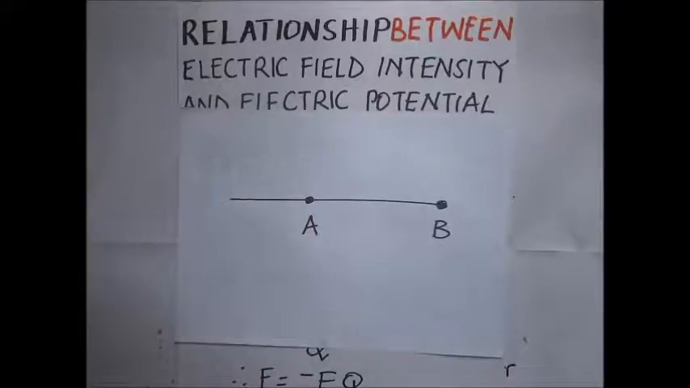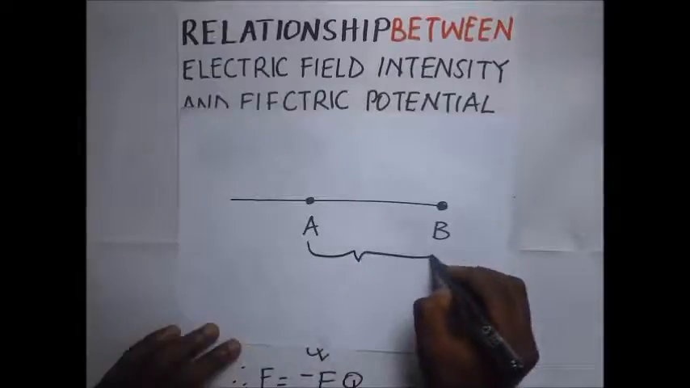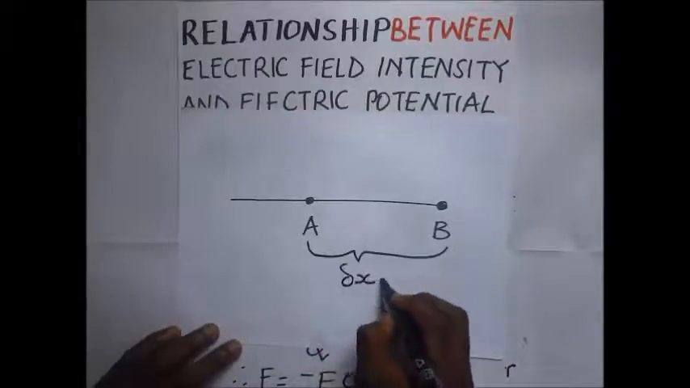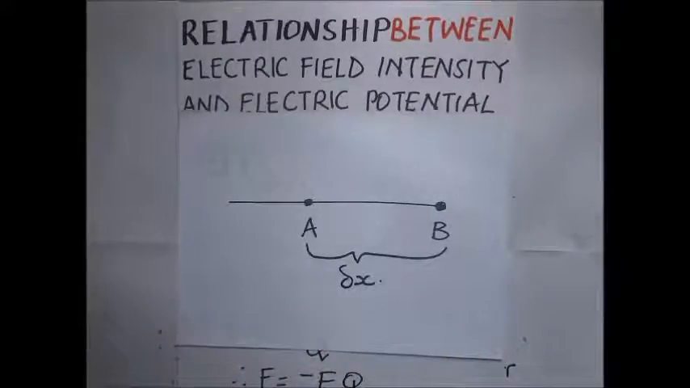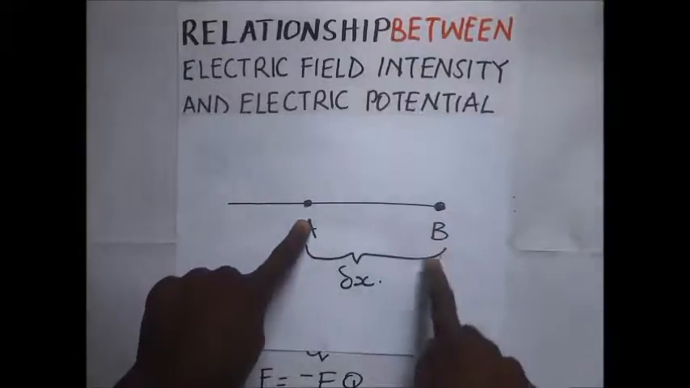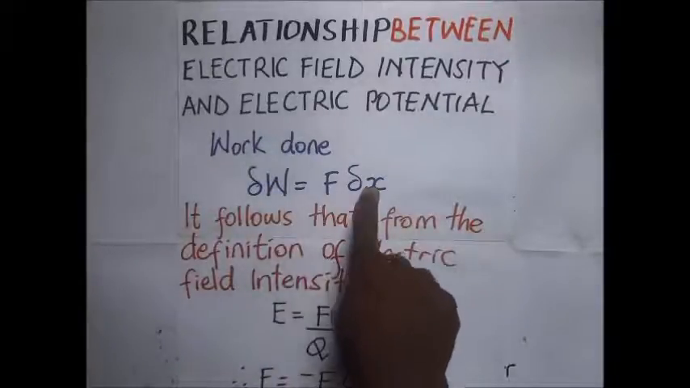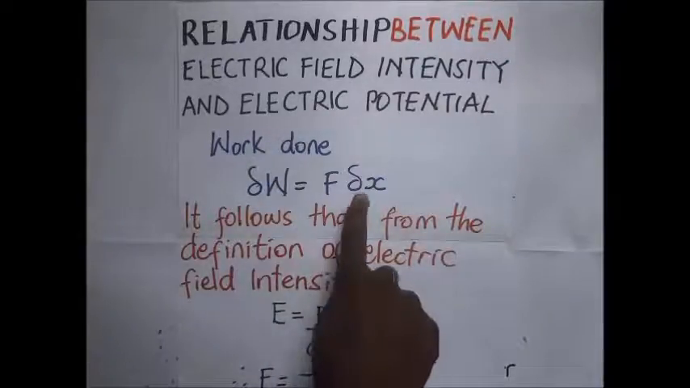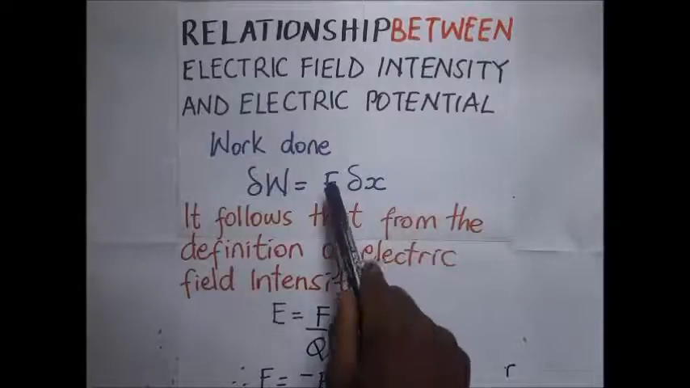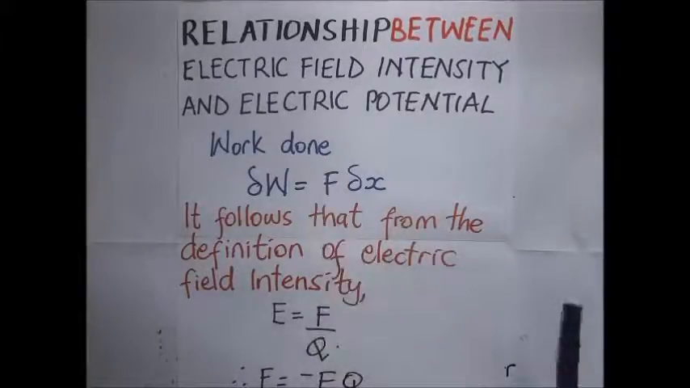Now, supposing this charge has been moved through a small distance, let's call that distance dx. It means that the work done in moving that charge from A to B through that small distance is going to be equal to force times that small change in distance. Now, for us to substitute for the value of F, the force, we'll get it from the formula for intensity.